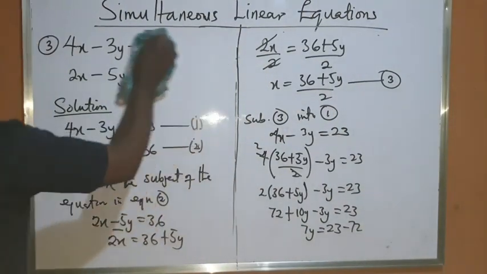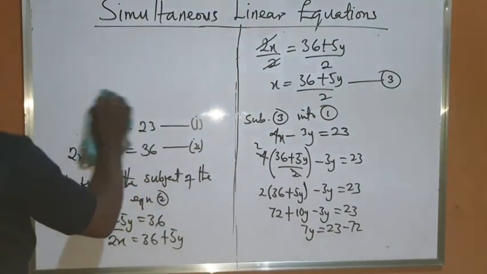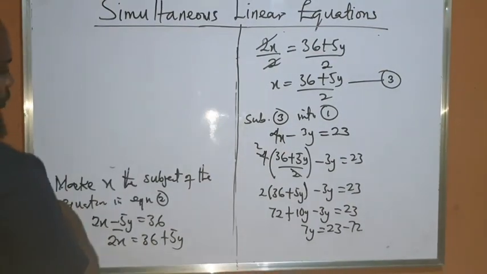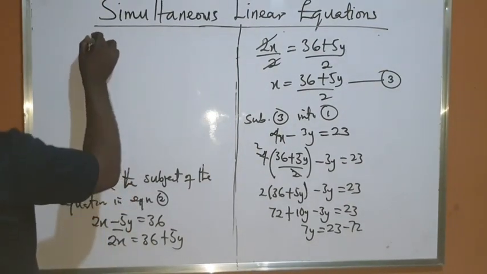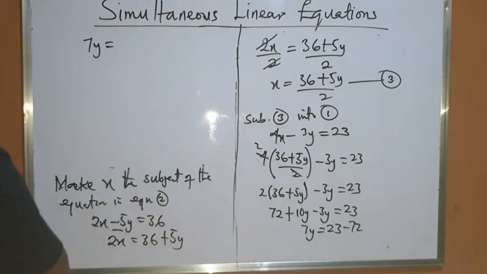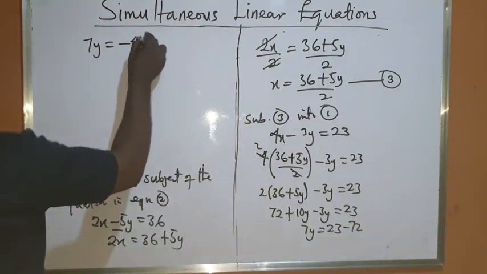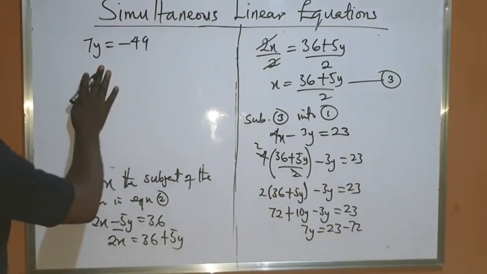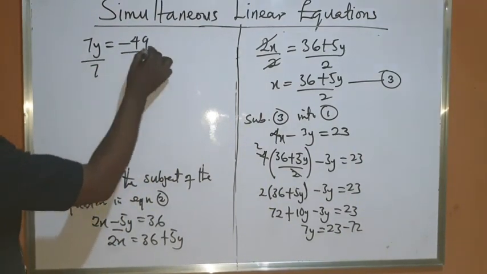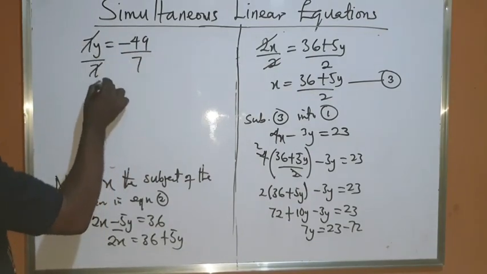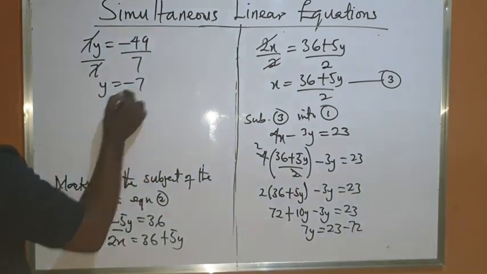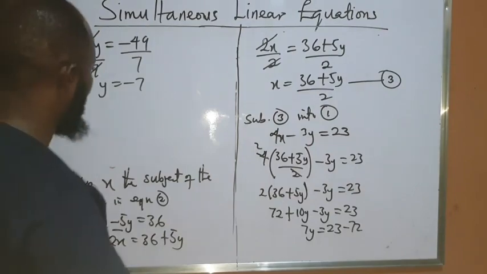So let's clean this. We're going to have 7y equals 23 minus 72. That gives us minus 49, right? So it is what we're looking for. We divide both sides by 7. 7 cancels 7. So y equals minus 7. Is that clear?